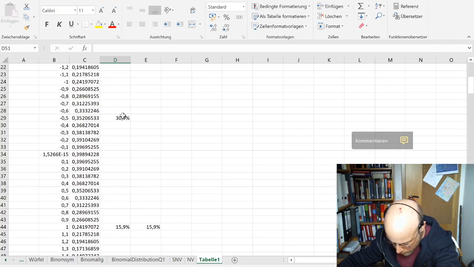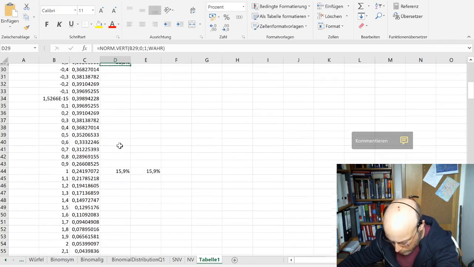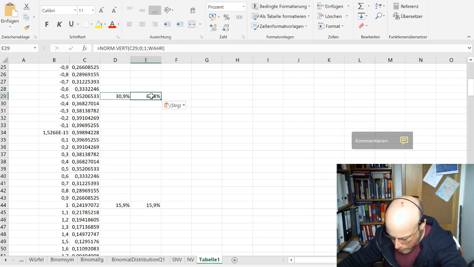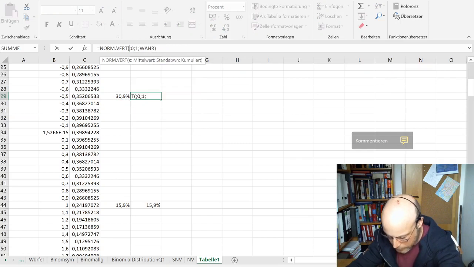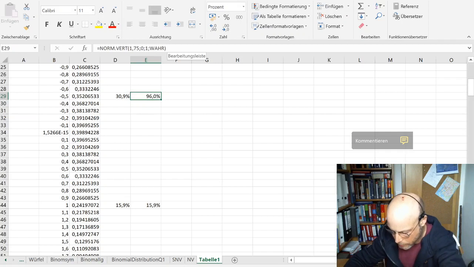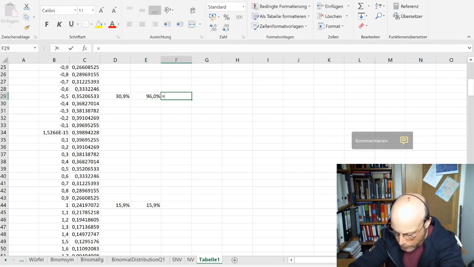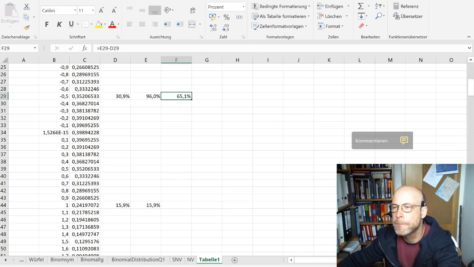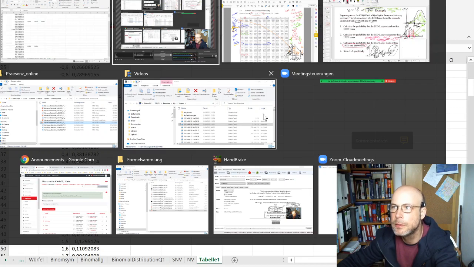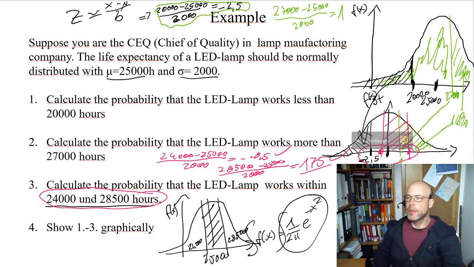I didn't copy it, so we copy it, or let's do it here. And then not C29, but we need to have 1.75, and these are our 96, and therefore we obtain 96 minus 39 is 65% as our result. Okay, this took quite longer than I thought, but anyway.